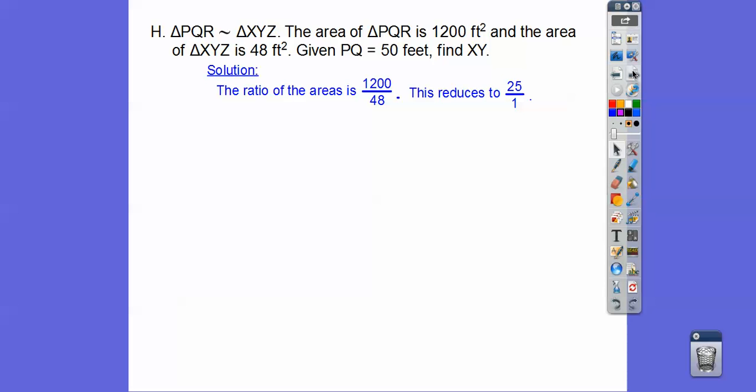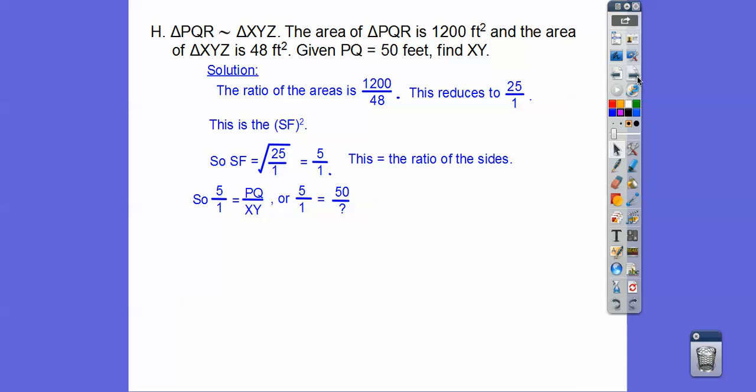So the ratio of the areas is 1,200 to 48, and that reduces to 25 to 1. And look at that, perfect squares. So that's the scale factor squared. So our scale factor is the square root of that, which is 5 to 1. Okay, and then the scale factor is going to be the ratio of the sides. So we're going to put 5 to 1 equal to 50 to this unknown right there.